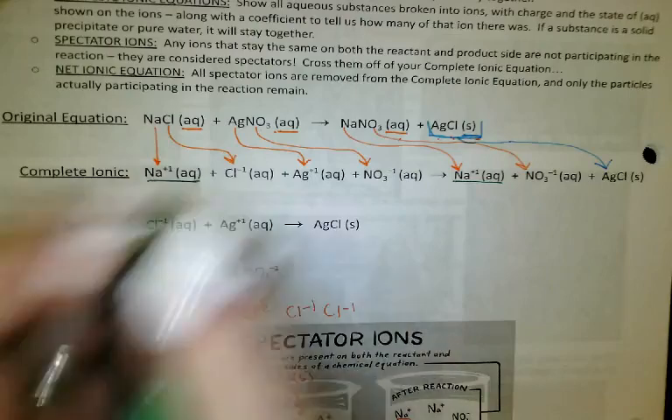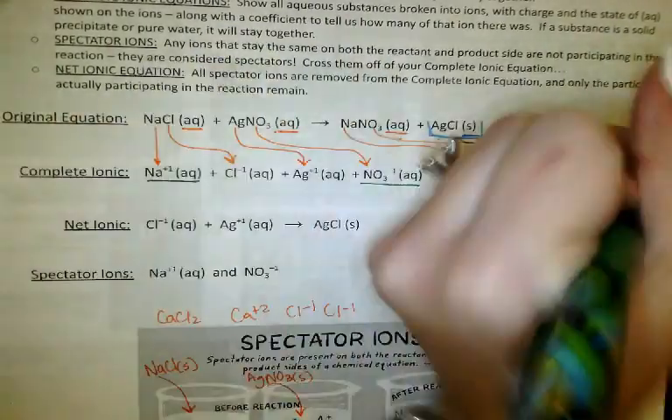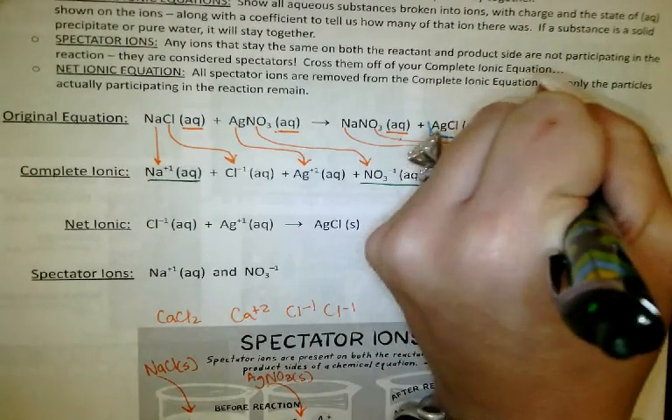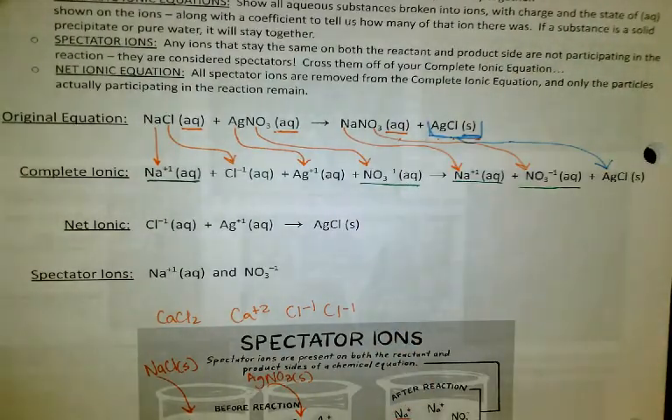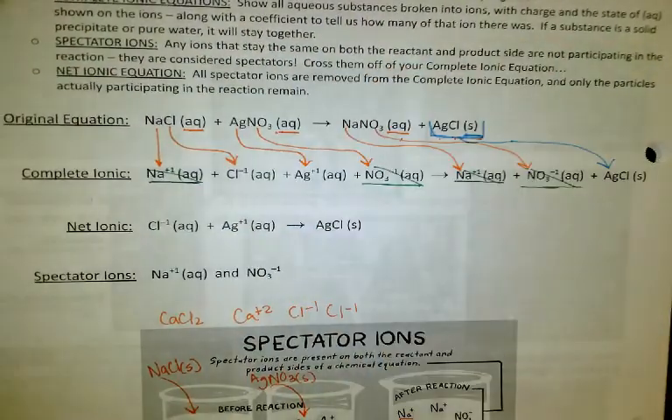Nitrate, NO3 -1, is on both sides of the reaction. It's on our reactants and our products. That is considered a spectator ion. So sodium and nitrate are spectator ions. When writing your net ionic equation, you're going to take those spectator ions out of your complete equation, and then you're going to write down what's left.